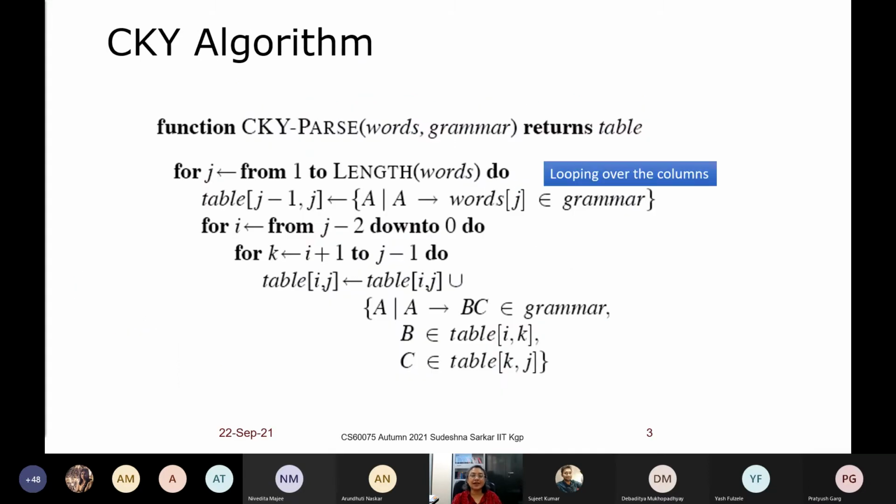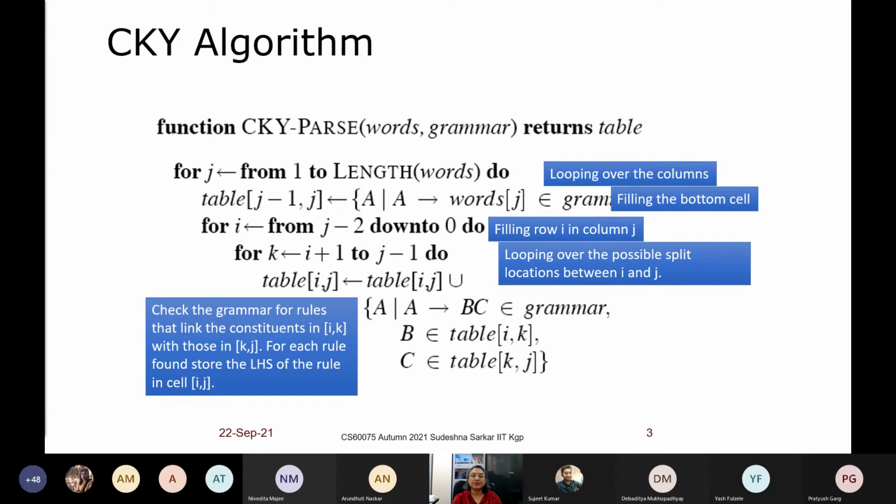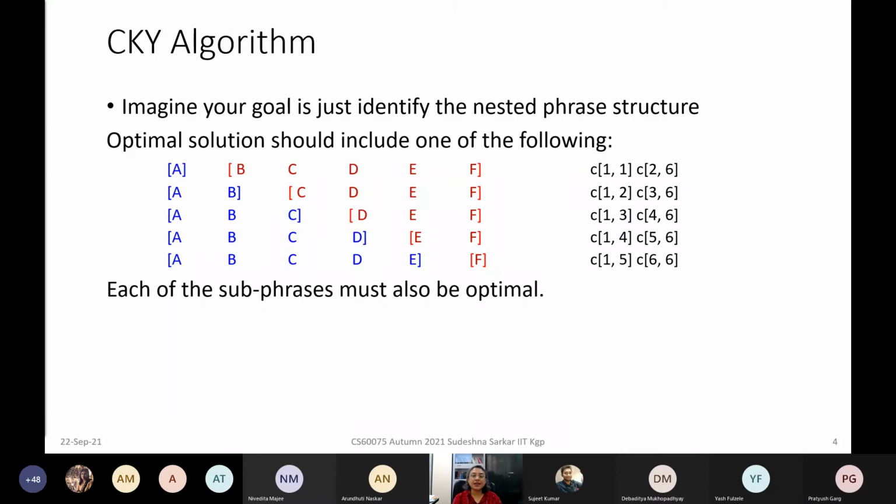And this is the algorithm. We'll come back to this algorithm. But before, let us understand this. Our objective is, given a sentence, I've written the sentence as A, B, C, D, E, F corresponding to the words. Each of them is a word. Now, this sentence is a nested phrase structure, right? The tree, we can write it as a nested phrase structure.